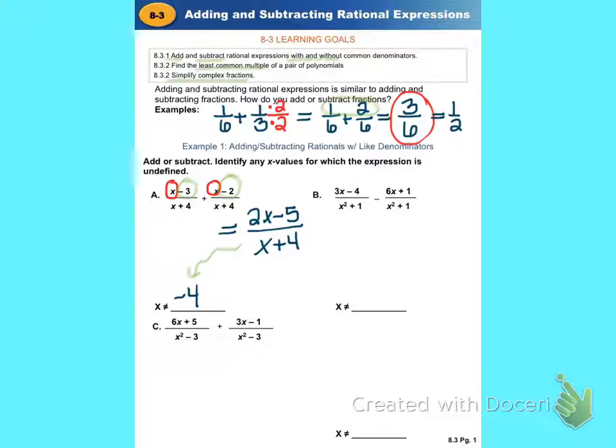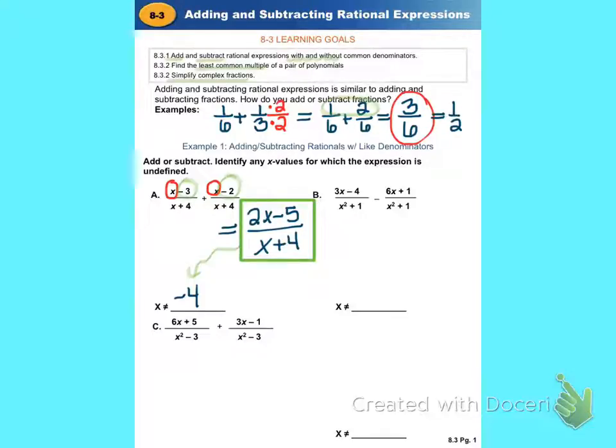Now, it is always a good idea, too, to look at your final answer, this 2x minus 5 over x plus 4, and see if there's anything you can do to reduce it any further. There's not in this case, but that's a step you want to make sure you don't neglect. So, if there was a way that you could break those down further and cancel anything out, you want to make sure you do that. So let's take a look at example B.